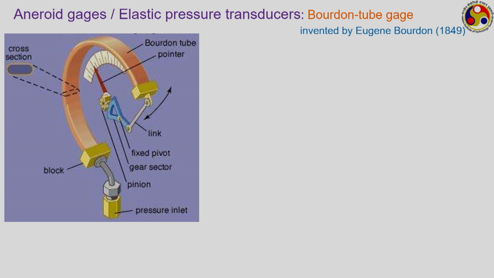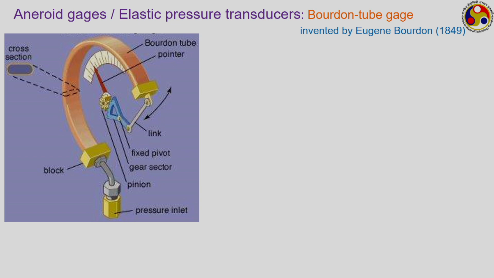Let us move on quickly to another kind of pressure measuring devices, which are elastic pressure transducers. In case of elastic pressure transducer, our operation is quite similar to the elastic transducer that you were introduced to in conjunction with the displacement measurement. And the most common type of elastic pressure transducer is a Bourdon-tube gauge, invented by Eugene Bourdon in 1849.